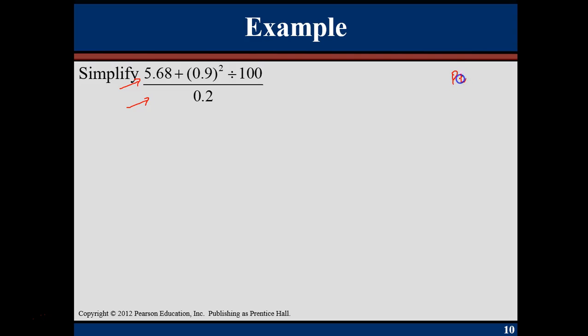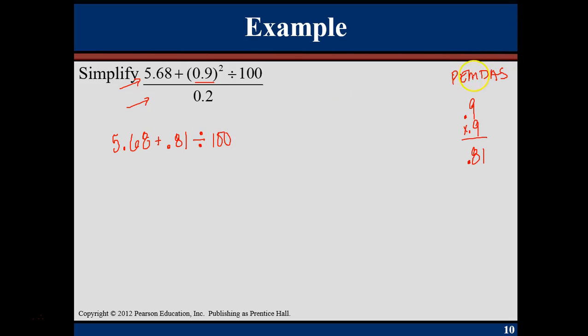If I'm following PEMDAS, I need to deal with parentheses and then exponents. So I'm looking at this 0.9 squared. 0.9 times 0.9 would be 81, and then I have 2 spots in, so that's going to be 0.81. My new numerator is 5.68 plus 0.81 divided by 100.